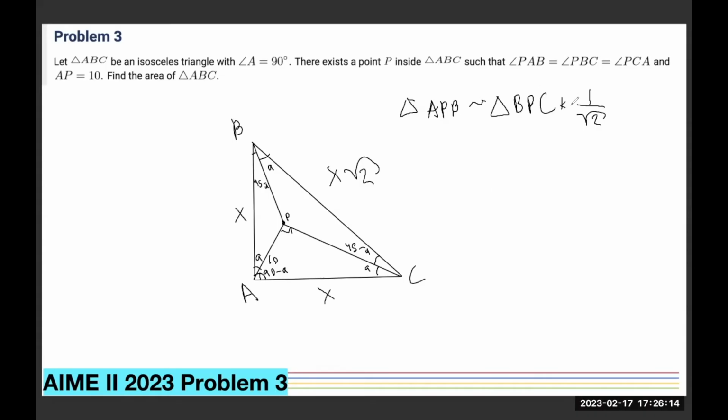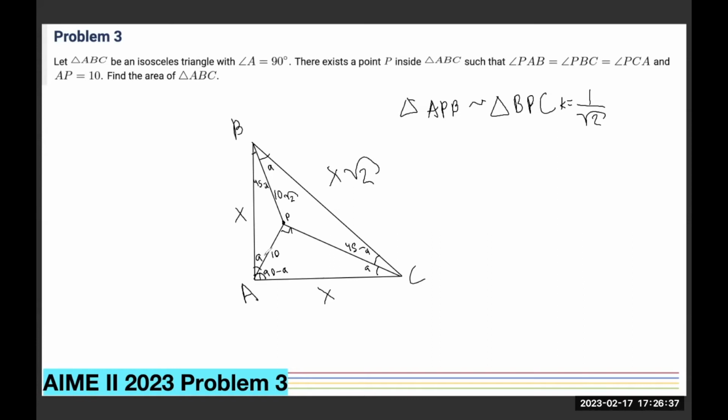Right, we could say that's K or whatever. So starting from 10 here, we can actually use this to determine what some other side lengths are. For example, this side AP in this triangle APB corresponds in BPC to BP. So by scaling it up by a factor of root 2, we get what BP is, 10 root 2.